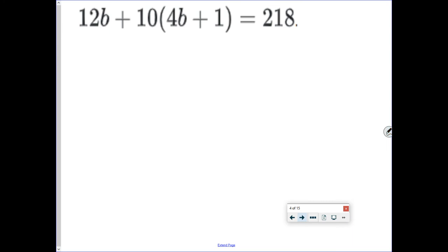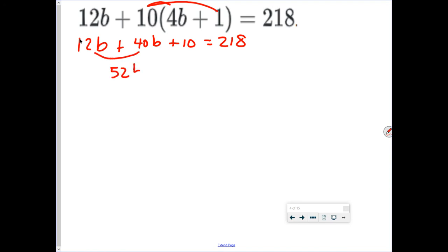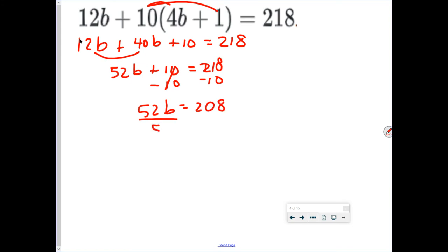All right, here we go. Here's the process you should have had. The 12B stays the same, plus, over here, we're going to distribute. So you should have gotten 40B plus 10 equals 218. I can combine these two and get 52B plus 10 equals 218. Then do minus 10 on both sides, and I get 52B equals 208. Divide by 52, divide by 52, and I get B equals 4.